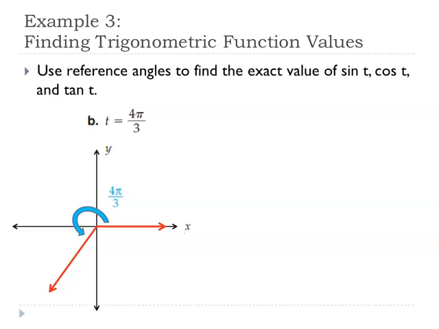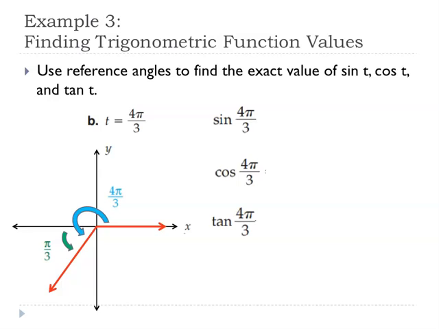Now, determine what the reference angle is. Again, remember the trick: the denominator is always going to be the same as the original angle given to you, so that would be over 3. If we subtract pi from 4 pi over 3, we're left with pi over 3. So the reference angle here is pi over 3. Now let's determine sine, cosine, and tangent of 4 pi over 3.